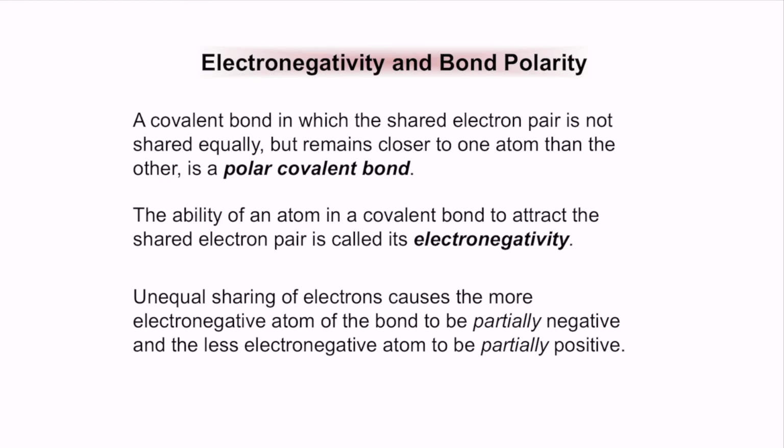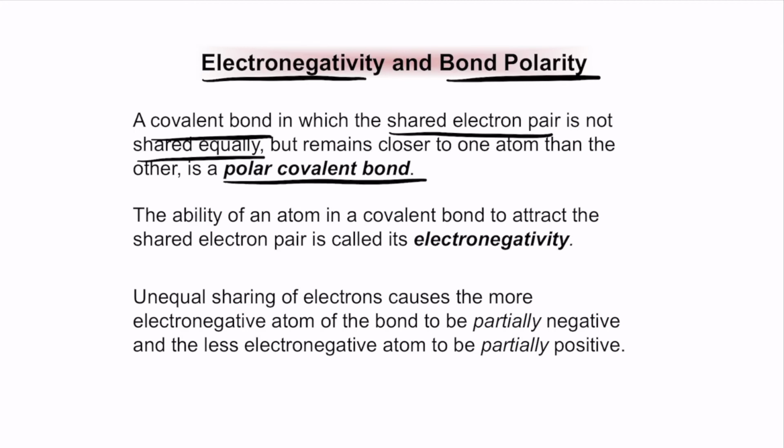Next, let's talk about electronegativity and bond polarity. Now, a covalent bond in general is where there is a shared electron pair, but if the shared electron pair is not shared equally, which means that one atom is trying to pull the electrons towards itself, we call that type of bond a polar covalent bond. So this type of bond is what results in the formation of what we call polar molecules.